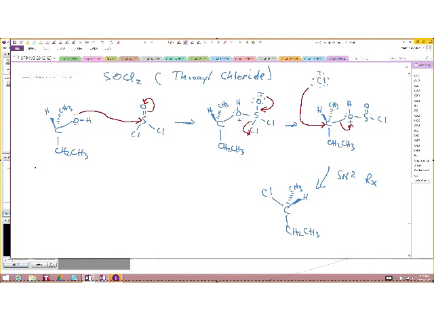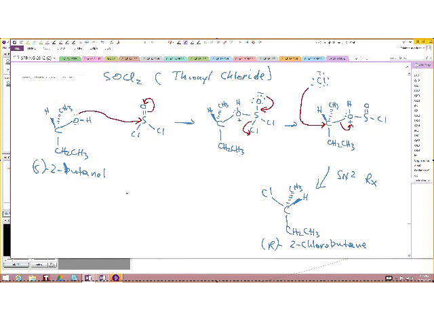So if we started with S-2-bromobutane, we end up with R-2-chlorobutane. So what we have done here, we have inverted the configuration around this carbon. The absolute configuration used to be S, now it is R. So this reaction proceeds with inverted configuration.